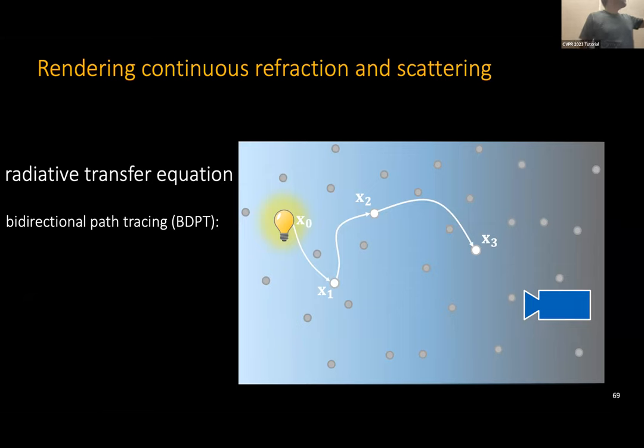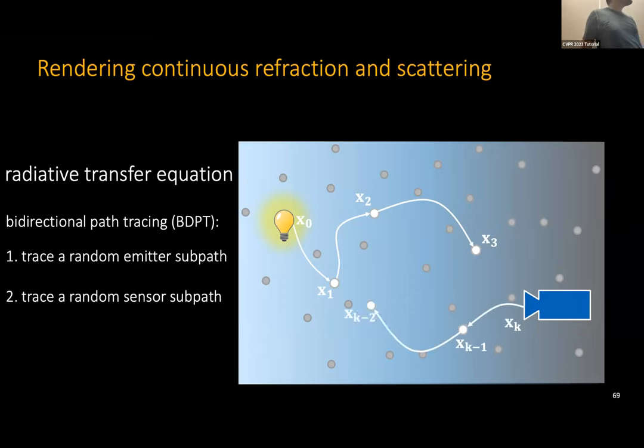So for that, I started with the light source and traced a random emitter subpath, right? That's what we can see there. And we started with the sensor and traced a random sensor subpath. And next, what we need to do is join these two vertices with a straight line. Unfortunately, light doesn't travel in a straight line in this medium, which means if I join with a straight line, that's going to be an invalid light path. That's not going to be an accurate light path. So we need to find a curve that satisfies refractive ray tracing equations like Snell's law at each point on that curve. That's what we need to find.